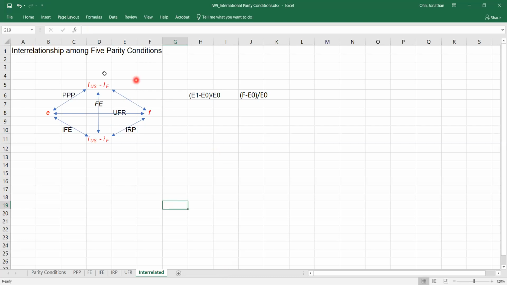So this complete network of international equilibrium or parity conditions is completely matched through our five parity conditions. What about this? There's one missing, right? One connection is missing. How do we explain that? So this is a kind of network.